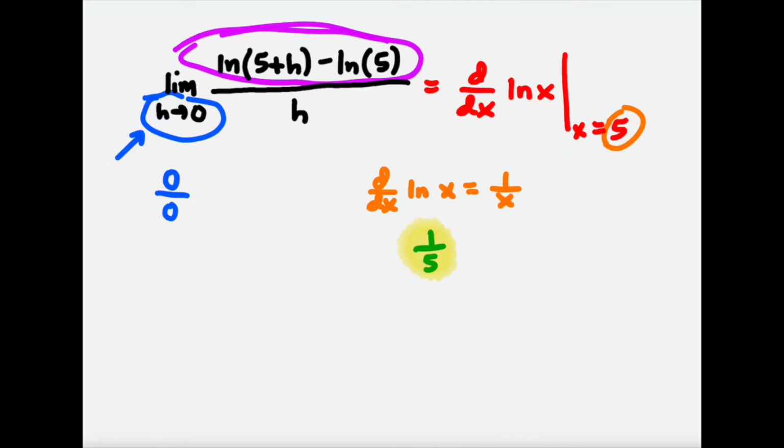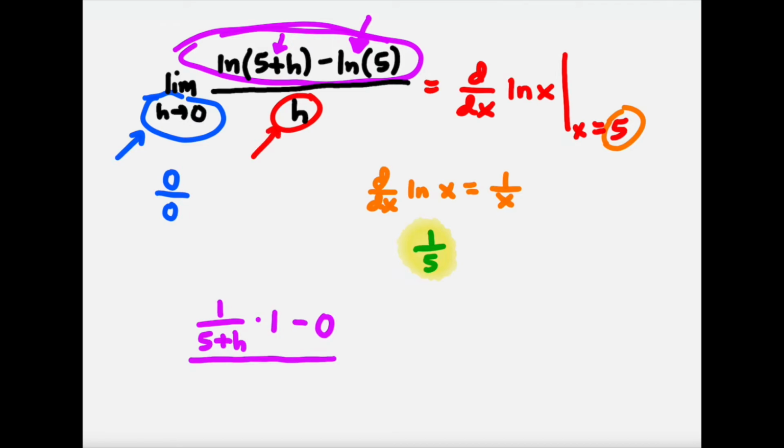The derivative of ln of 5 plus h is going to be 1 over 5 plus h times the derivative of this inner function right here, which is just 1, so you don't really need to write that down, but I'll do it for fun. Okay, the derivative of this ln 5 up here is just going to be 0 because ln 5 is just a constant, so that derivative would be 0. And then we're going to be dividing this whole thing by the derivative of this h on the bottom. Okay, the derivative of h is just going to be 1.